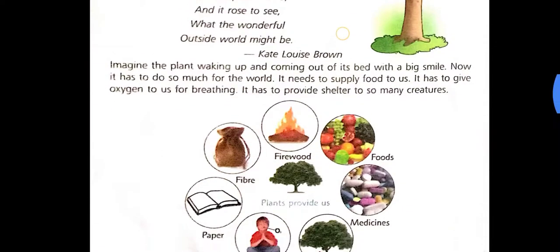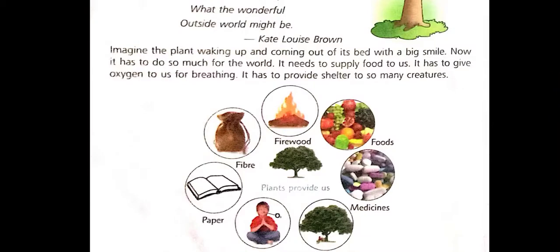Let's read the paragraph, and after me you also read. Imagine the plant waking up and coming out of its bed with a big smile. Now it has to do so much for the world. It needs to supply food to us. It has to give oxygen to us for breathing. It has to provide shelter to so many creatures.